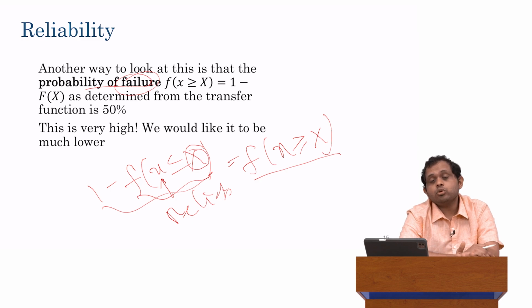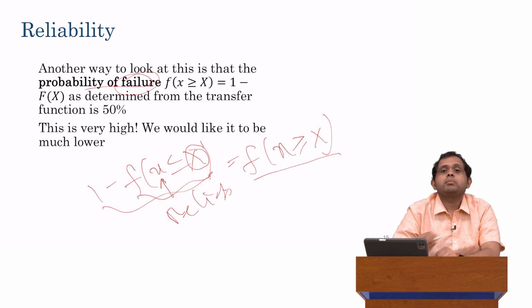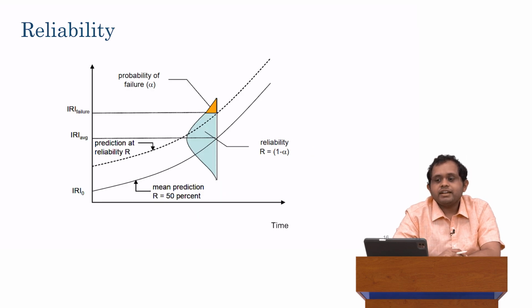So half the time I'm going to have premature failure, half the time the road is going to last longer. Half the time premature failure is a completely unacceptable situation, practically speaking. We would like this to be much lower. We do not want the failure to be 50%.